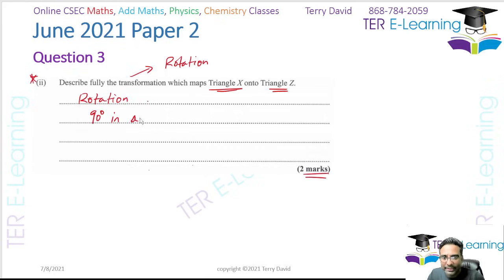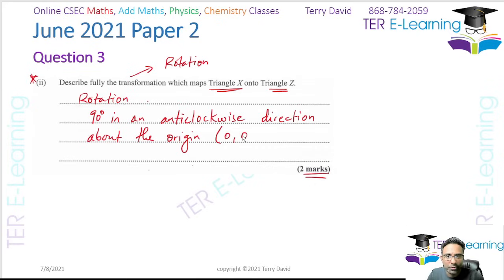In an anti-clockwise direction. You saw on the diagram what happened. In an anti-clockwise direction, about the origin, which is my point 0, 0. This is all that is required in order to get this mark here. It's a rotation of 90 degrees anti-clockwise about the origin.